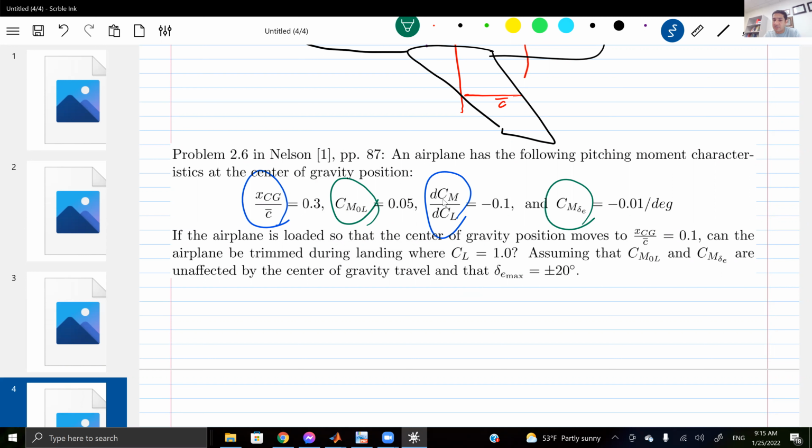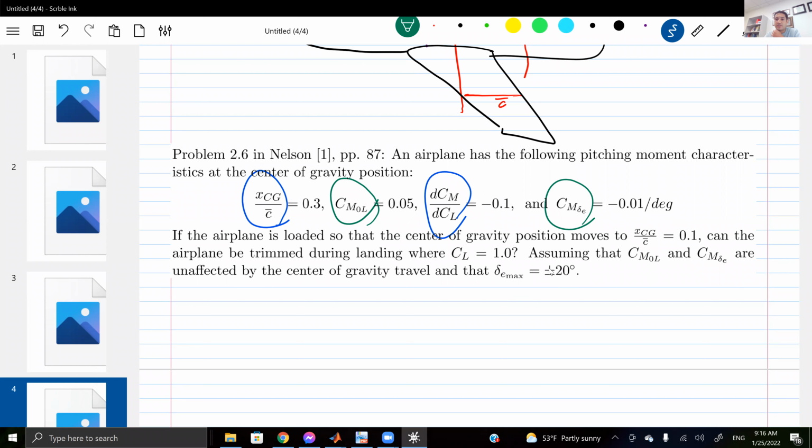But of course, the dCm by dCl, the slope, depends significantly on the CG. So at a particular CG, I'm given the airplane characteristics, fine. And then the airplane is loaded so that the center of gravity position moves to a new location. And the question is, can the airplane be trimmed during landing where the lift coefficient is one, given the maximum and minimum elevator deflection? So the answer to this question is polar, either yes or no.